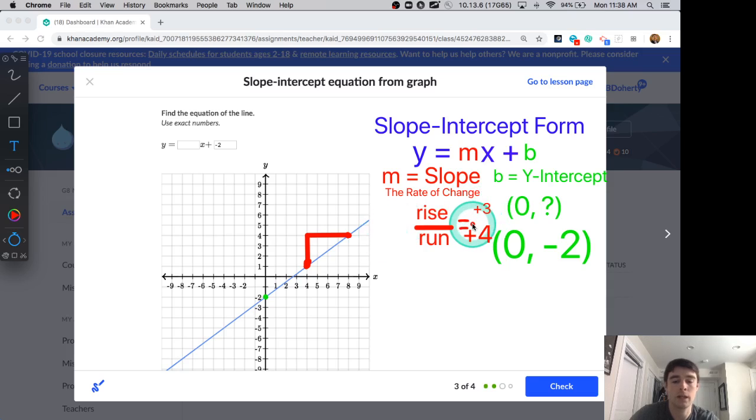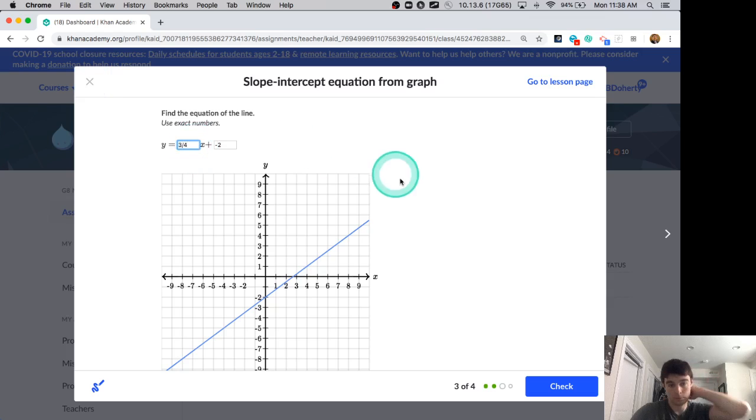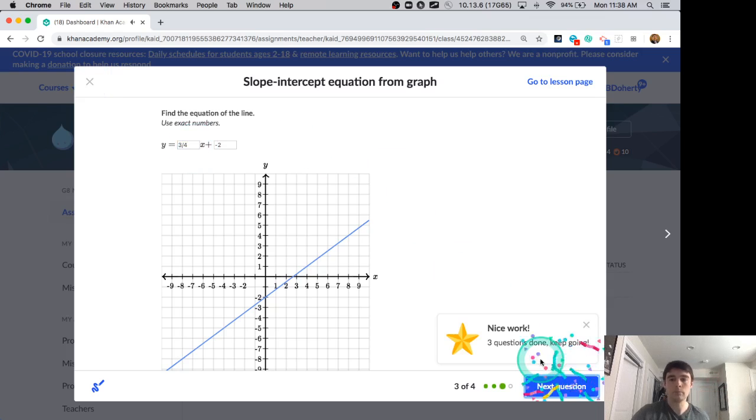So I'm going to go ahead and plug that 3 over 4. There's no way to simplify that fraction any further. 3 over 4 is going to be our slope.